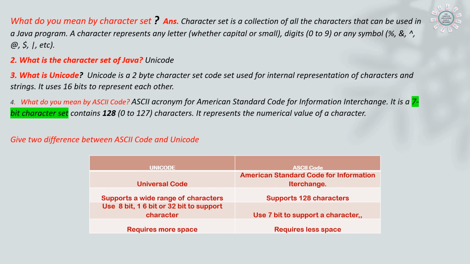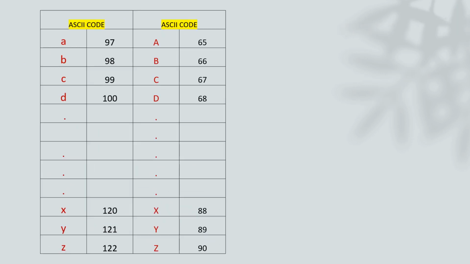So here we can see definition of character set we have to study, and character set of Java is Unicode. Definition of Unicode and ASCII code along with difference of ASCII code and Unicode. ASCII code, American Standard Code for Information Interchange. From this topic many questions are asked. So we have to learn the ASCII code of alphabets and digits.